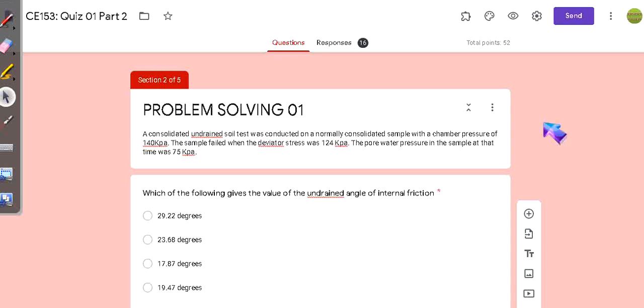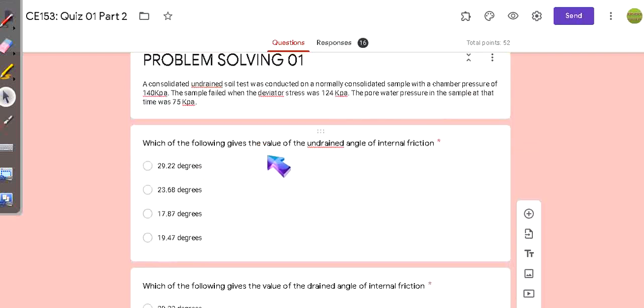So for the solution of your quiz, yung problem solving, for problem number 1. A consolidated undrained soil test was conducted on a normally consolidated sample with a chamber pressure of 140 kPa. So yung sigma 3 natin is 140 kPa. The sample failed when the deviator stress was 124 kPa. The pore water pressure in the sample at that time was 75 kPa.